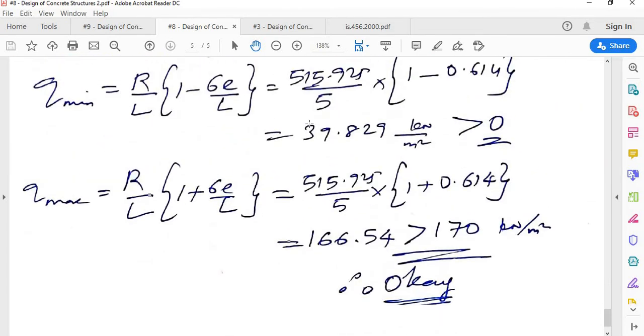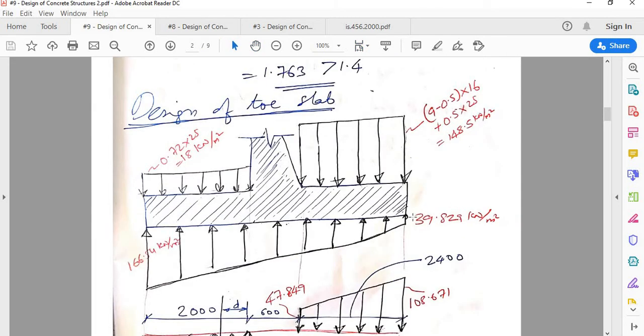So these are the values 39 and 166. Those are these values 39 and 166. Then this is the self-weight of the toe slab. Remember, just like in a cantilever retaining wall, the soil weight on the toe slab we will conservatively ignore.